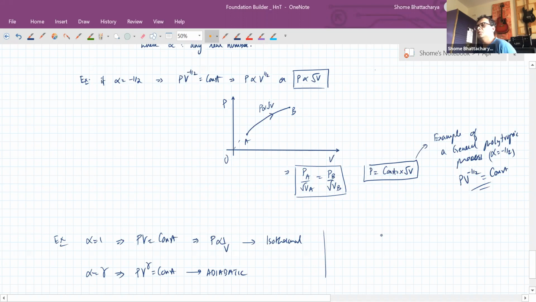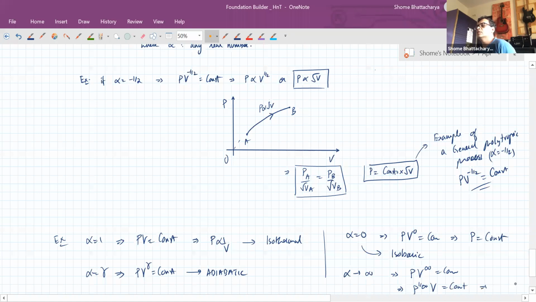If alpha is equal to 0, that means PV to the power 0 is constant. That means pressure itself is constant. So this is an example of an isobaric process. Now if alpha tends to infinity, it means PV to the power infinity is constant, or it means P to the power 1 by infinity into volume is constant. It means volume is constant. So alpha tending to infinity becomes the situation of an isochoric process. So all the four standard processes are special cases of this family of curves.